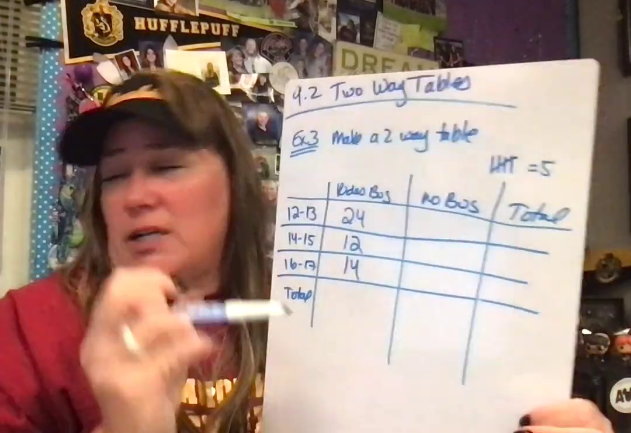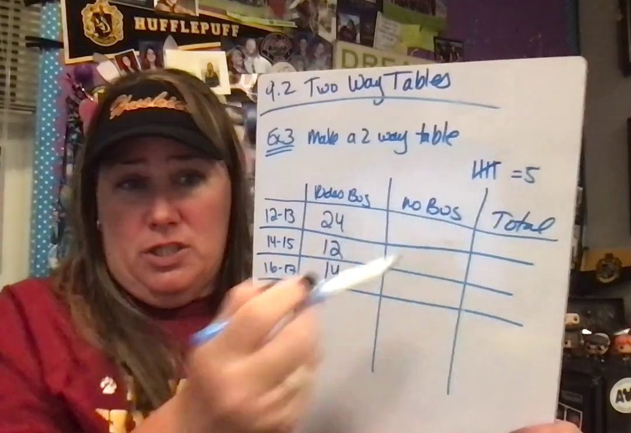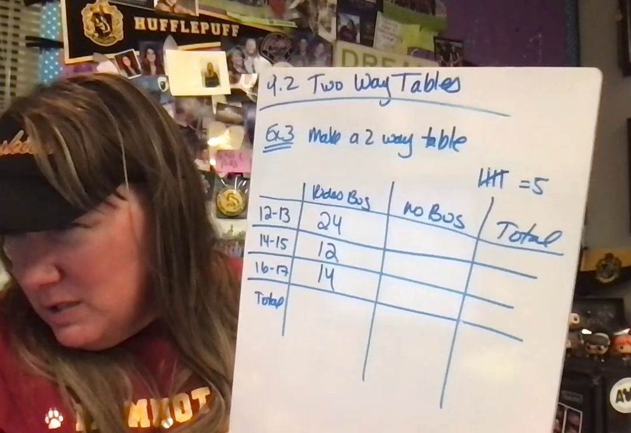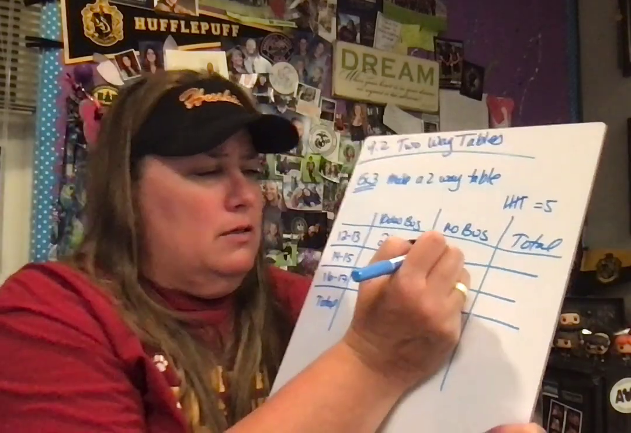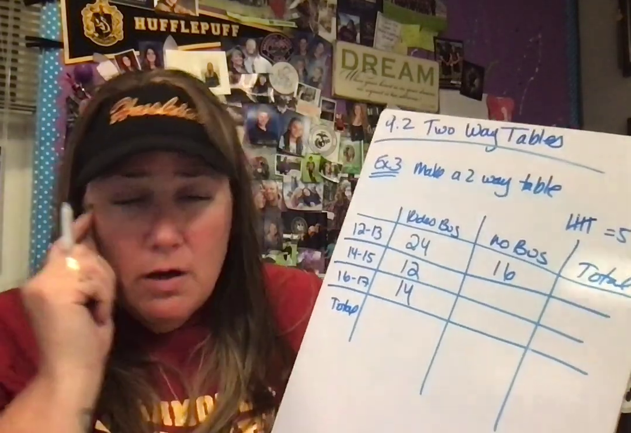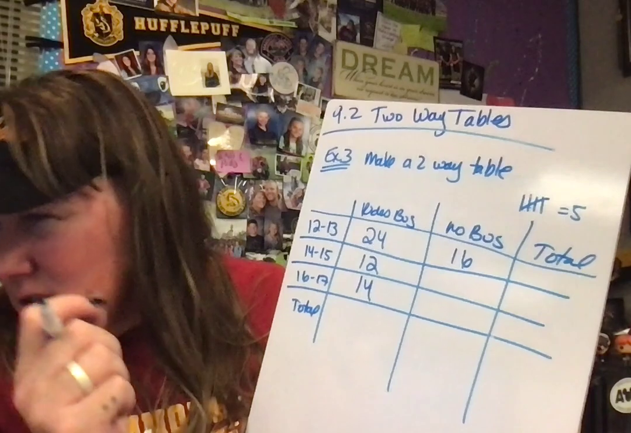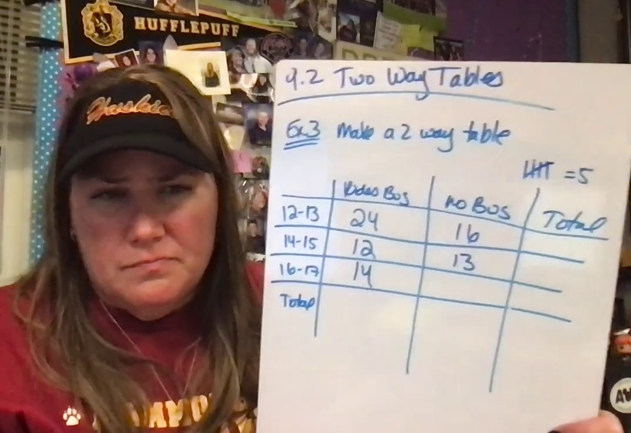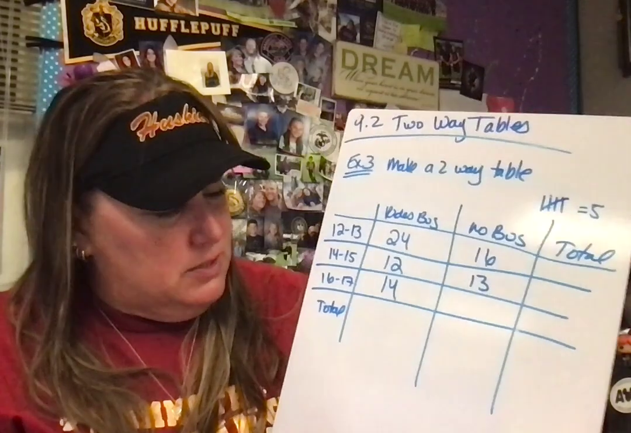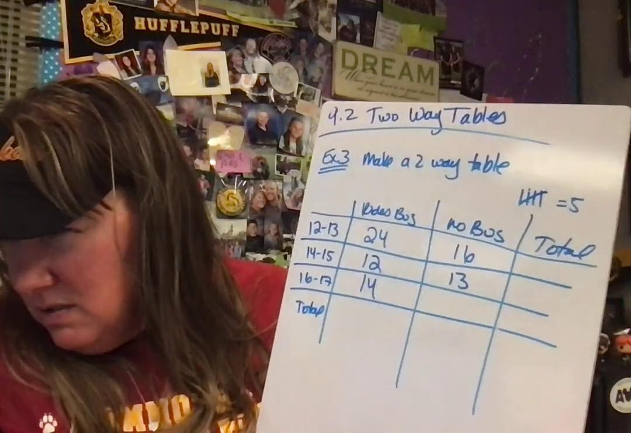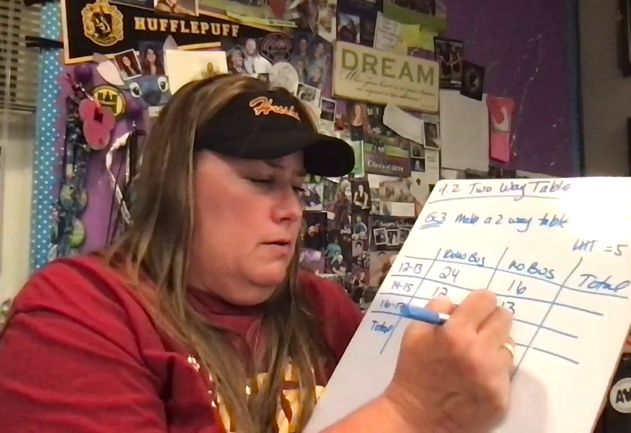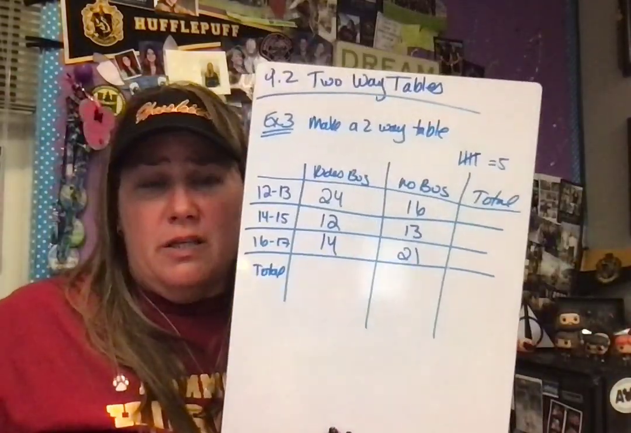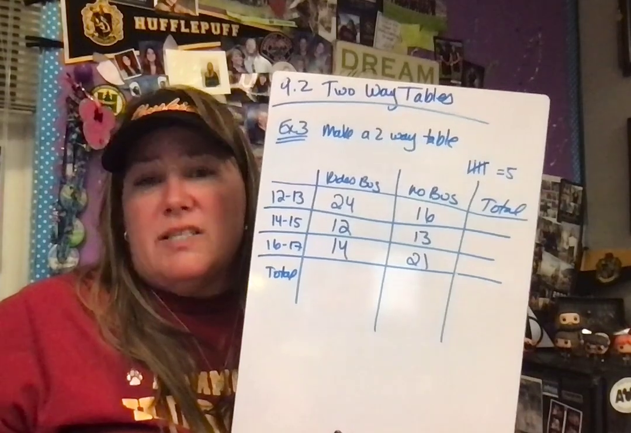Let's start with age bracket 12 to 13. So this is the next tally sheet, the sheets that look like that. So 12 to 13 that do not ride the bus. Looks like 16. Okay. 14 to 15 that do not ride the bus. 13. And kids who don't ride the bus who are 16 to 17. 21. Okay.